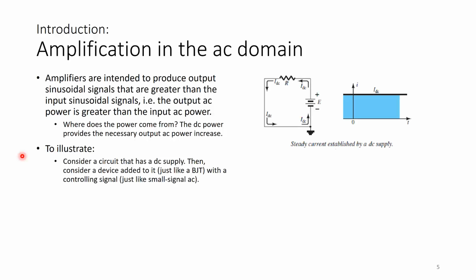To illustrate, now let's consider a circuit that has a DC supply connected to a resistor, where we know that the current will be a constant value.